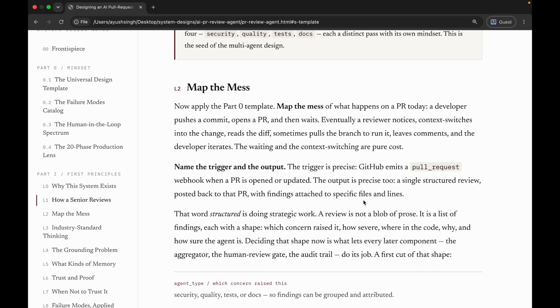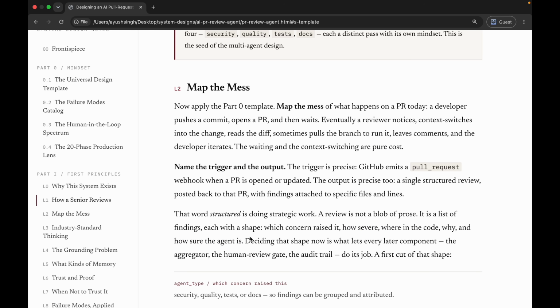Now, please understand a very, very important word: structured. It is a very strategic word, which means we are not just producing a blob of prose or anything of that kind. It is a list of findings, each with a shape: which concern raised it, how severe it is, where in the code, why, and how sure the agent is.